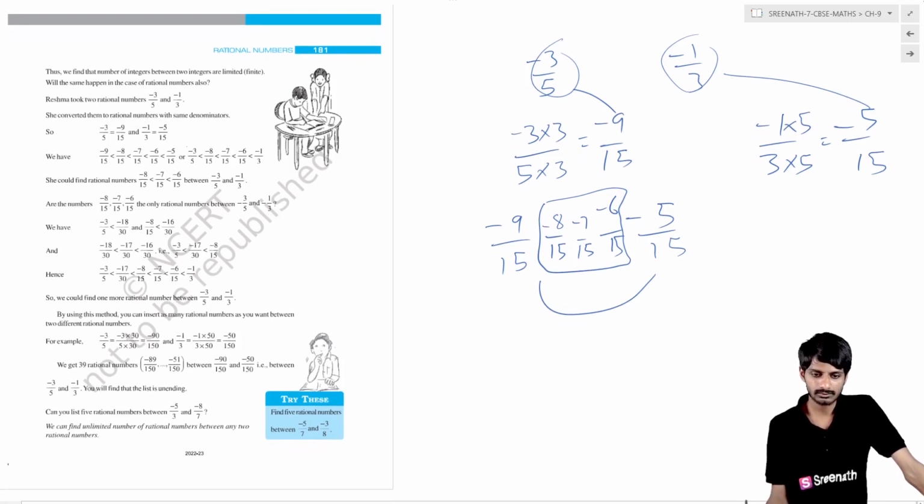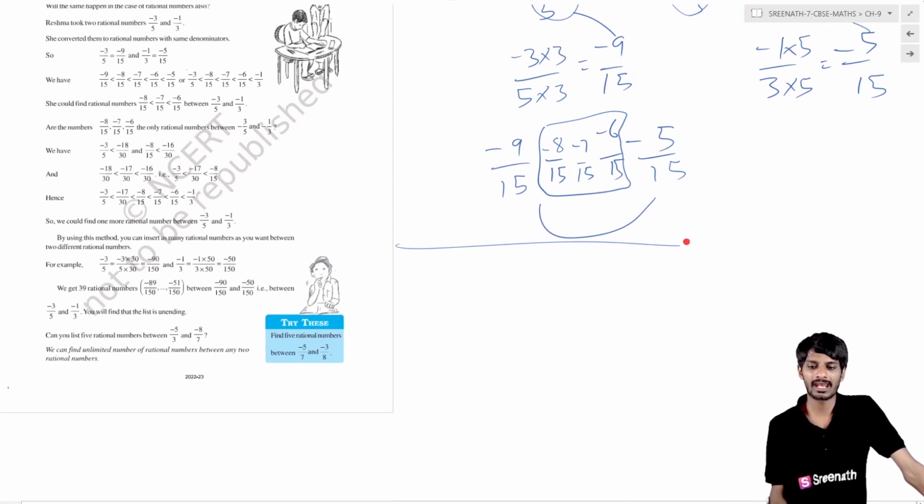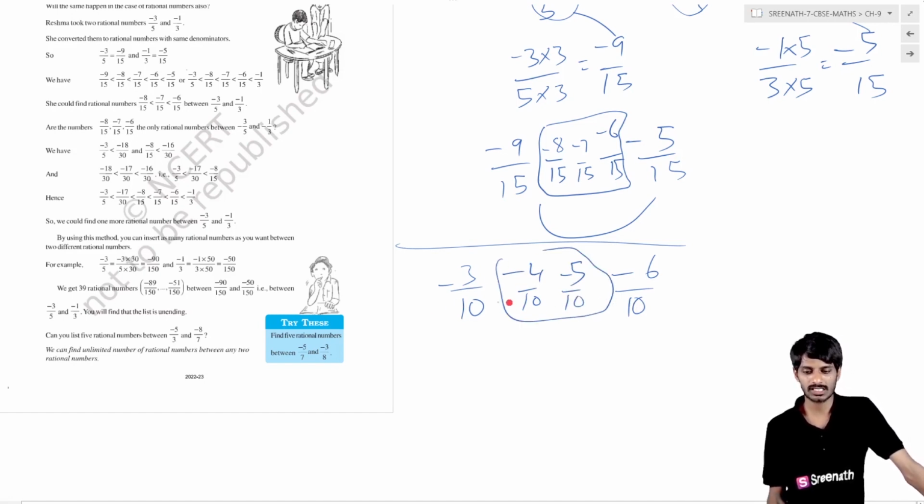I will give another example. Suppose minus 3 by 10 and minus 6 by 10. Between them are minus 4 by 10 and minus 5 by 10. These two are the rational numbers between these two. But now I will transform this by multiplying numerator and denominator with 10. Then it becomes minus 30 by 100, and this becomes minus 60 by 100.